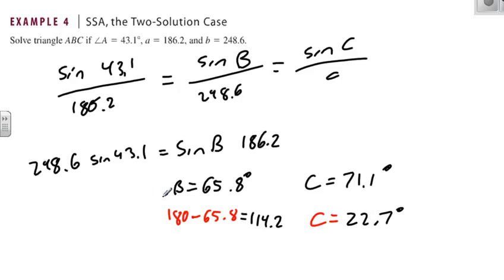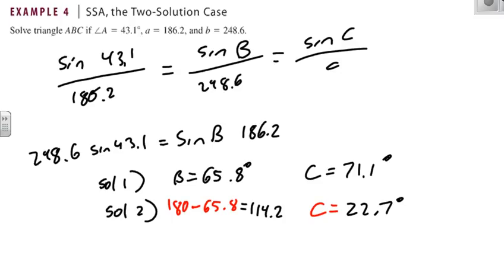So this is where we said two solutions. Here's solution 1 or solution 2. It could either be 65.8 degrees for angle B, or 65.8 could be the reference angle. So it'll be 180 minus that to get our other possible case. So that means we have two proportions over here to solve this other proportion with.